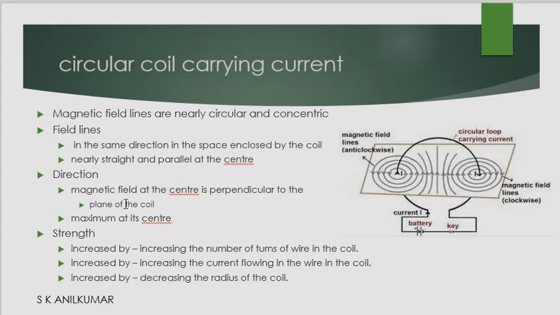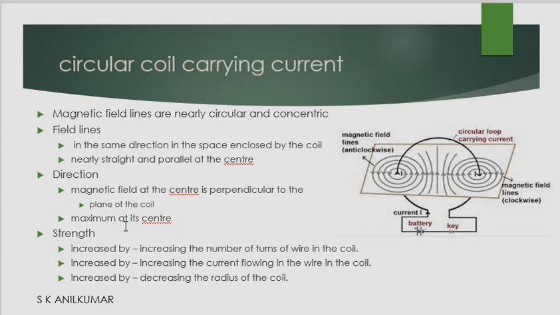The direction of the magnetic field at the center is perpendicular to the plane of the coil. If the coil is like this, the field is perpendicular to the plane of the coil. Perpendicular means what? 90 degrees, a right angle to the plane of the coil, and the field is maximum at the center.